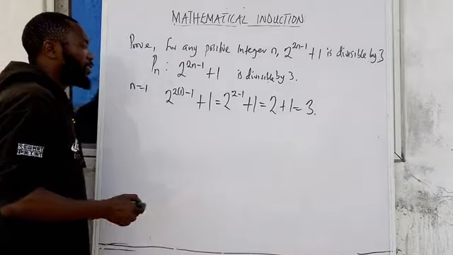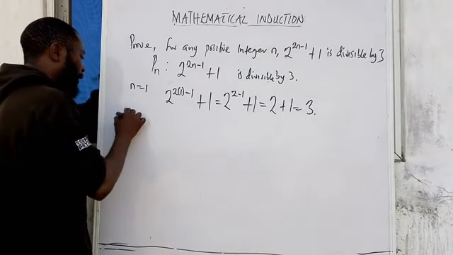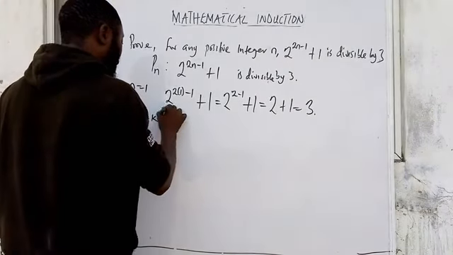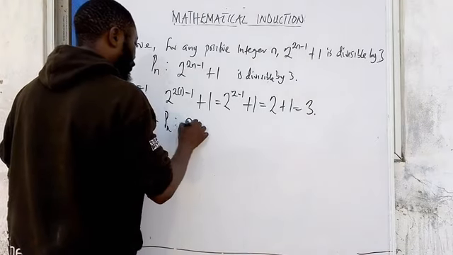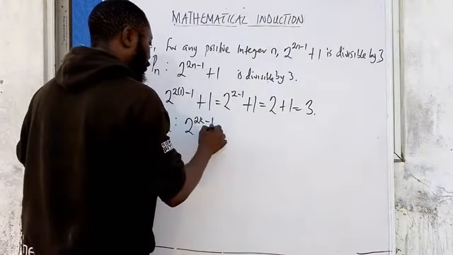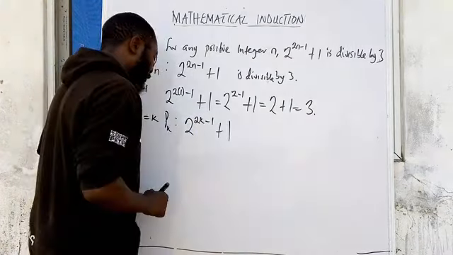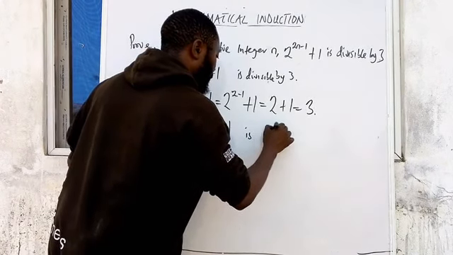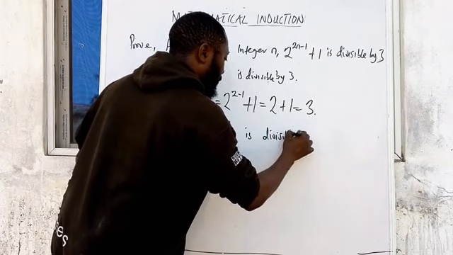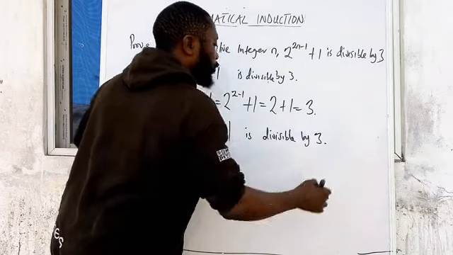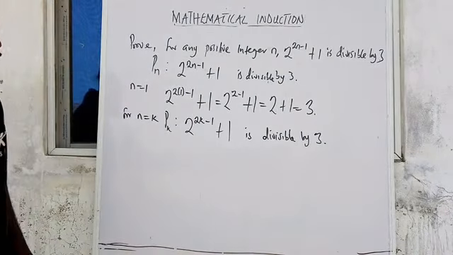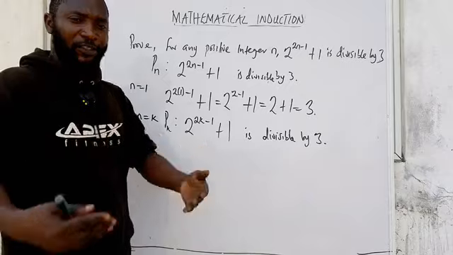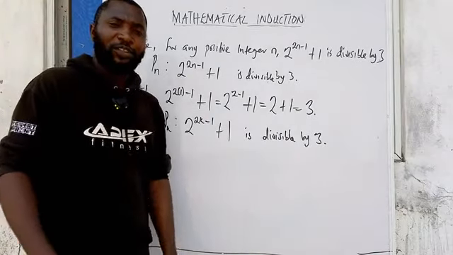Now, for n equals k, our proposition will be in the form of k. So 2 raised to the power of 2k minus 1, plus 1, is also divisible by 3. So that's our assumption. Test for 1, assume n equals k, and use it to prove that n equals k plus 1 is true.